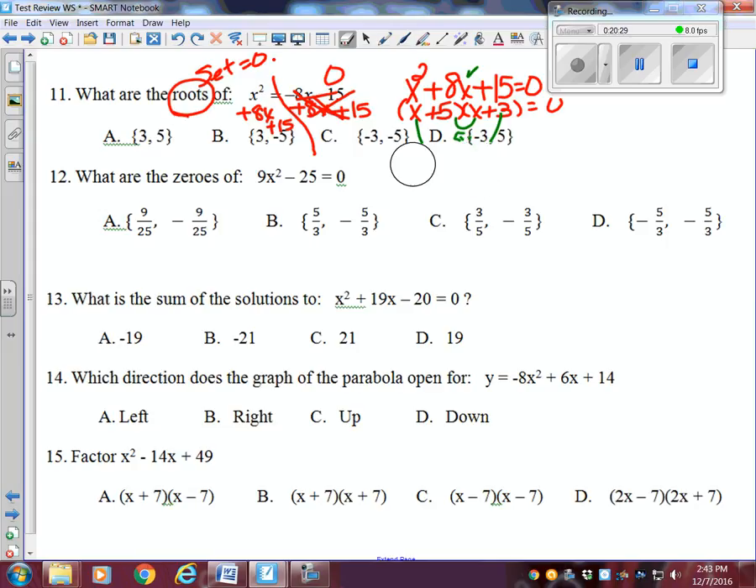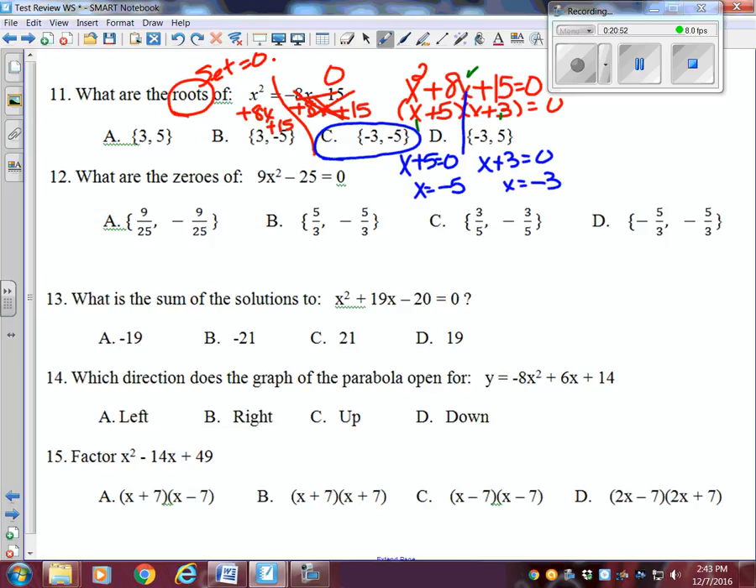Now remember, that's not finished. You've got to set each one equal. So if I take x plus 5, set it equal to 0, and x plus 3 and set it equal to 0, my answer is actually going to be negative 5 and negative 3, which makes C the best choice. Be cautious. Make sure you go the extra step of solving.